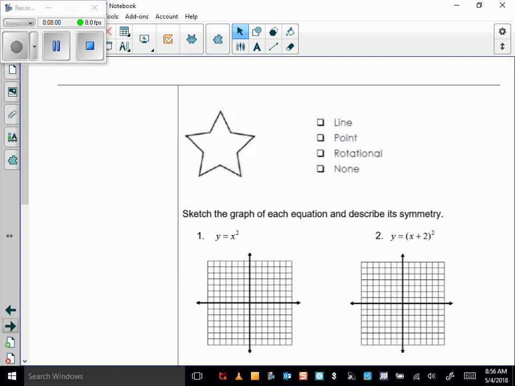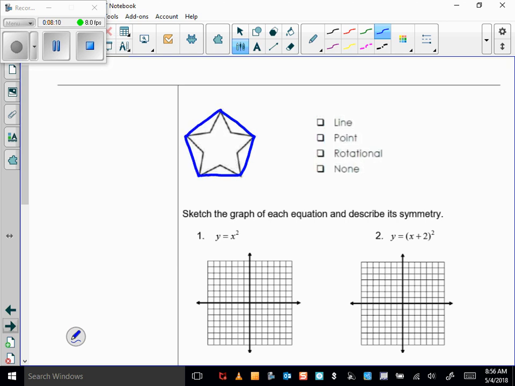Okay, here's one more. We got the little star. Let's think about it this way. What if I draw these sides in here? It turns into a regular pentagon, doesn't it? So do I have some line symmetry here? I sure do, because look at this. There's a line of symmetry, right? So I got line symmetry.